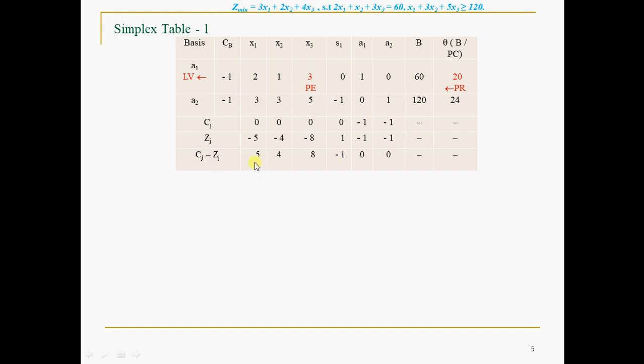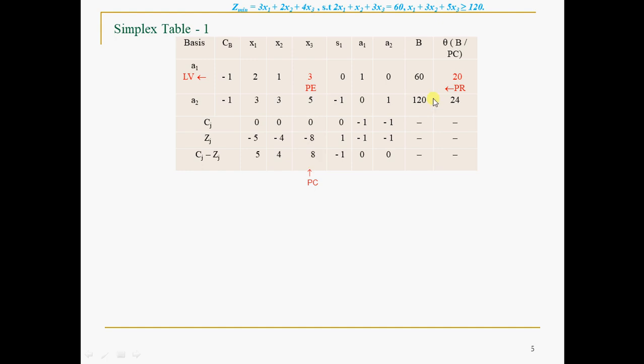Now Cj minus Zj: 5, 4, 8, and for the 0 with minus 8 it becomes plus 8. Out of all these, which is the highest? Now it is not optimal, because all Cj minus Zj should be less than or equal to 0, but it's not so. Hence the solution is not optimal. Out of all these positive values, the highest positive is 8, so this becomes PC, which stands for pivotal column.